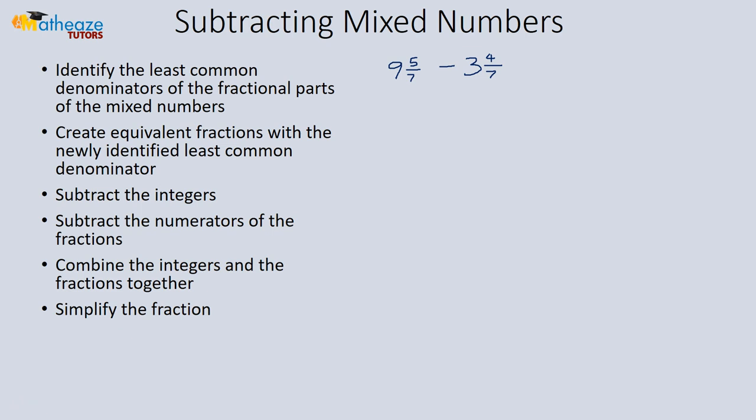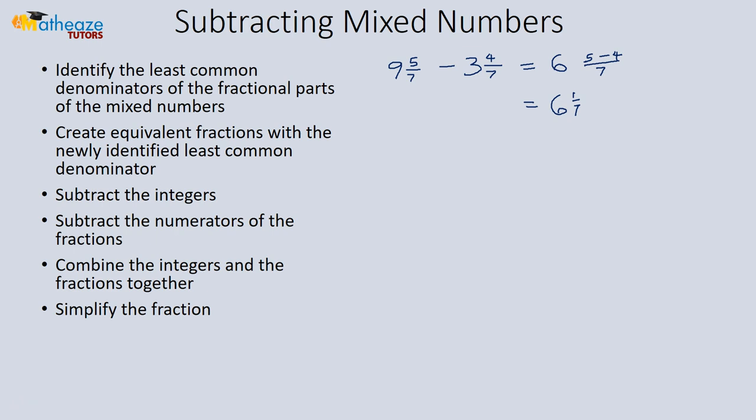Because they are like denominators, we don't need to worry about the least common denominator or creating equivalent fractions. What we're going to do first is subtract the integers. 9 minus 3 is going to give us 6. Now we will subtract the numerators because we have a common denominator. So that is going to give us 5 minus 4, which gives us 6 and 1 over 7.